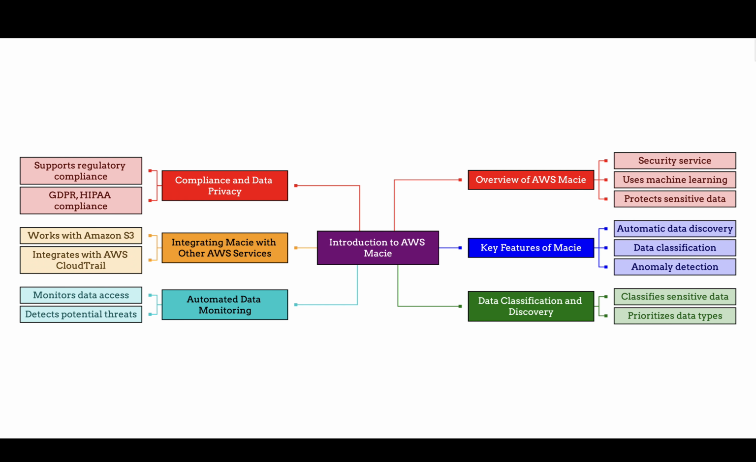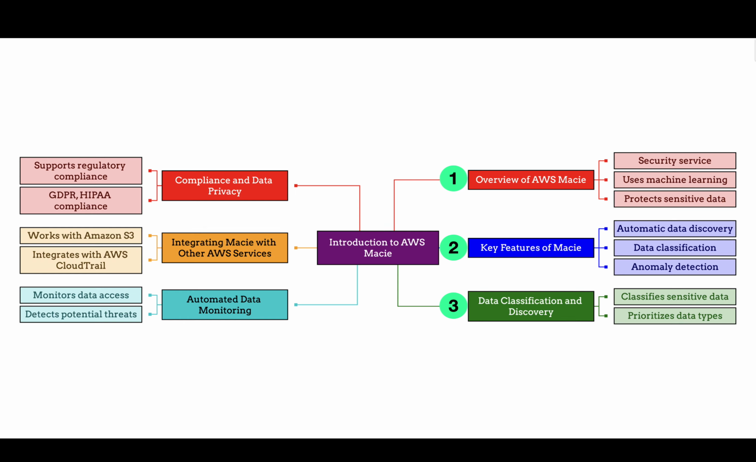Introduction to AWS Macie. 1. Overview of AWS Macie. AWS Macie is a security service that uses machine learning and pattern matching to discover and protect sensitive data in AWS. 2. Key features of Macie include automatic and continuous discovery of sensitive data, data classification, and anomaly detection.